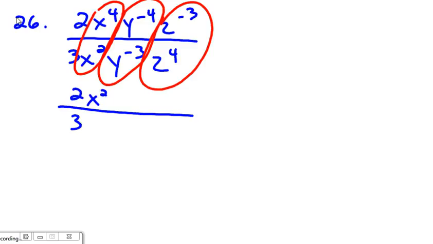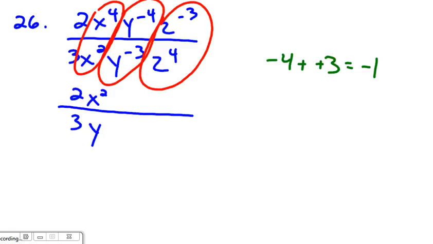Y to the negative fourth divided by y to the negative third. Subtract the exponents. So negative 4 minus negative 3 is the same as negative 4 plus 3, which comes out to be negative 1. So I would write y to the negative 1, but then I know I need to flip it to the bottom because it's a negative exponent. So let me take this down to the bottom. Y to the first, which I don't need to write the exponent of a 1.